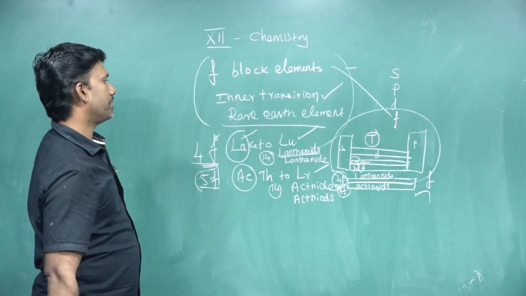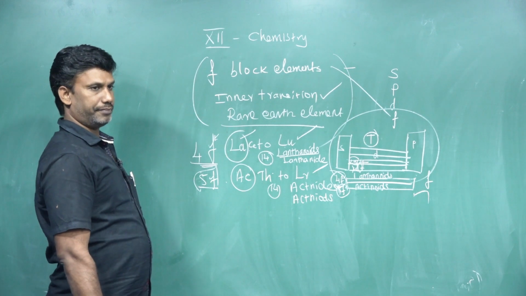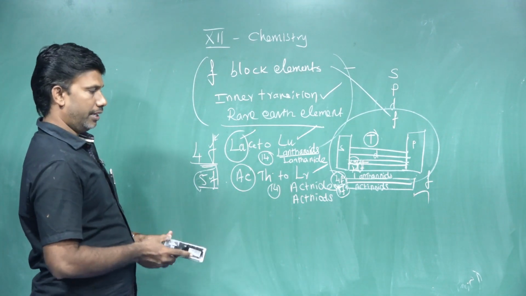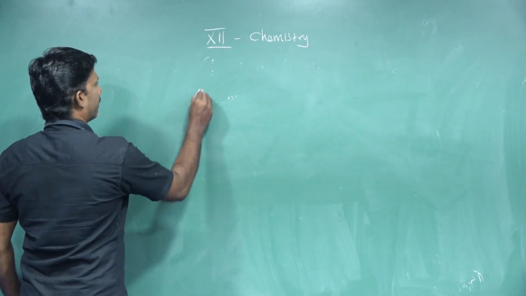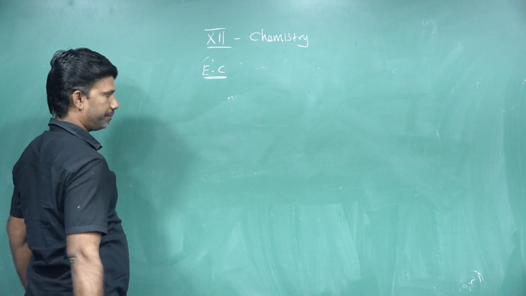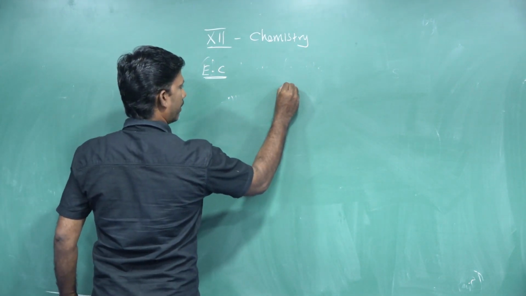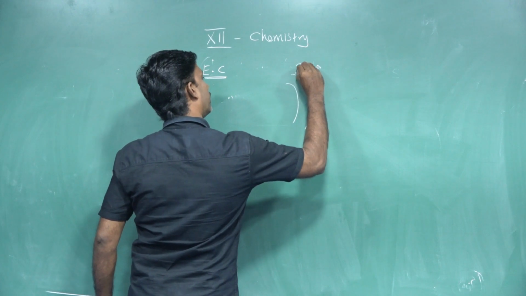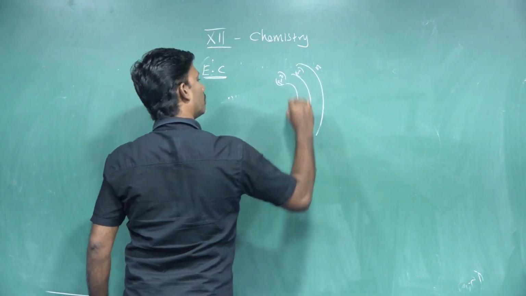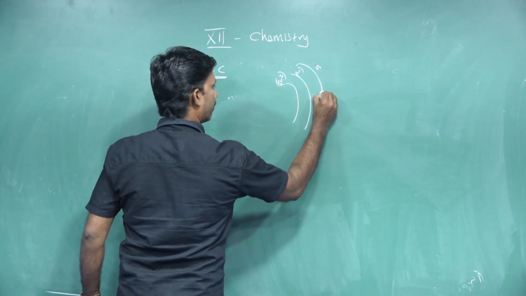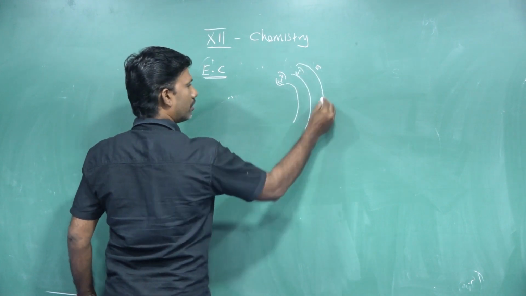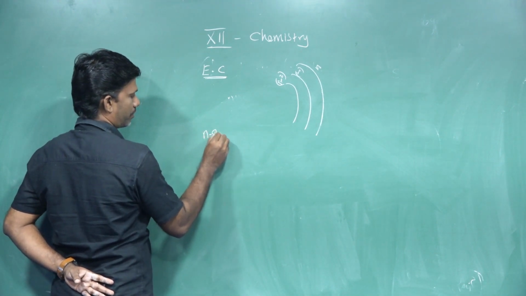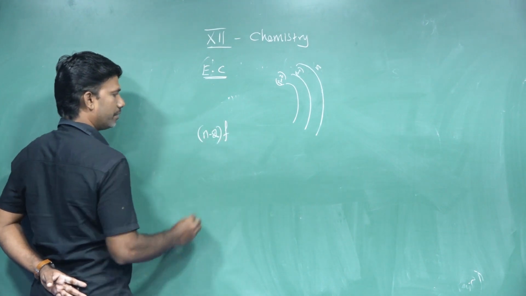This is the position and location of the lanthanides in the periodic table. Today let us see the electronic configuration and atomic radius of the lanthanides. Tomorrow we can see the actinides. Electronic configuration of lanthanides: the electrons are entering the antepenultimate shell. If it is the nth level, the valence level, then further inside is n minus 1, then n minus 2. So the general electronic configuration of the lanthanides is (n-2)f 1 to 14.